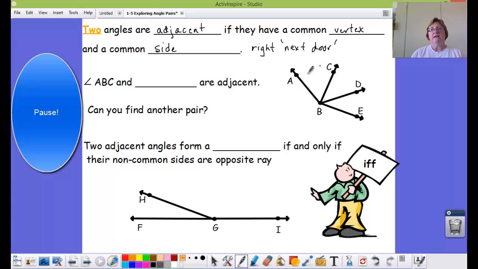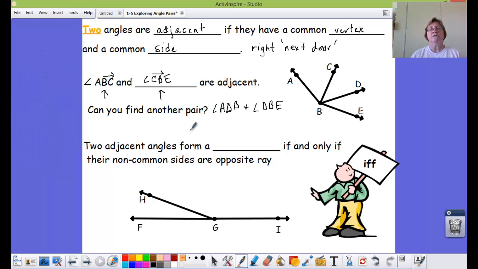Angle ABC here is adjacent to angle CBE. If you think about that, they share the same vertex, B, and they share exactly one side. BC, or ray BC, is in both of them. They are adjacent because they sit one right next to the other. I'm sure that you have located another pair. I'm going to ask you to stop the video right now and write down another adjacent angle pair. I'll catch up with you in a minute.